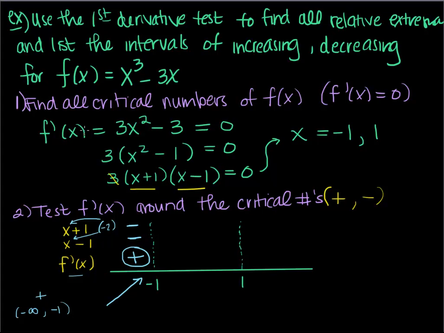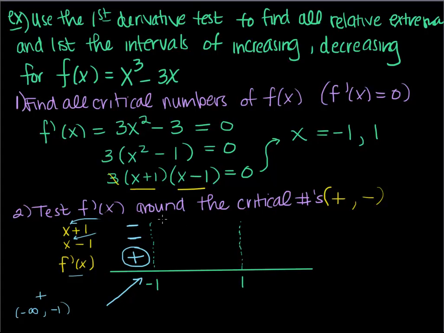Okay, now let me get rid of this guy right here. Now what am I going to do? Now I want to test in between negative 1 and 1. I don't want to test at negative 1 and 1. That'd be silly. If you put negative 1 and 1 into the derivative, you're going to get 0 because these are critical numbers. So let's test in between.